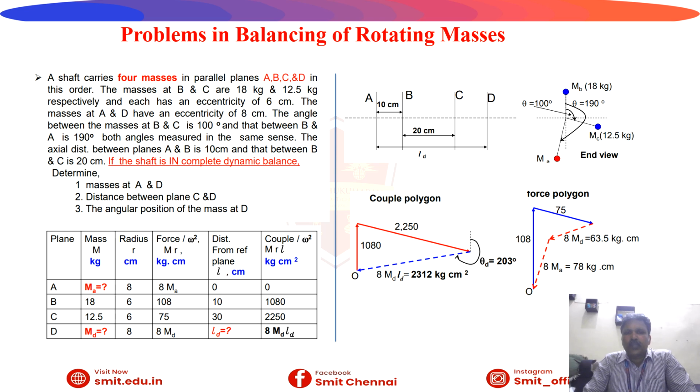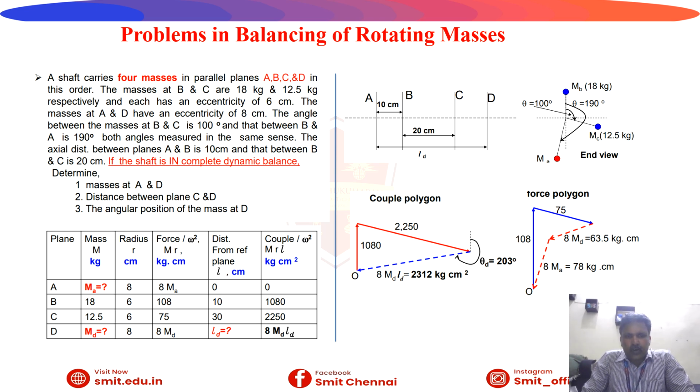It is given in the problem. Then we have to multiply MRL. You will get 1080. Then for C, again followed by 12.5. Radius is 6, given in the problem. 12.5 into 6 you will get 75. That is MR. Then distance from the reference plane is 30 because 10 plus 20 is 30. Then again multiplying the three columns M, R, L, you will get 2250.